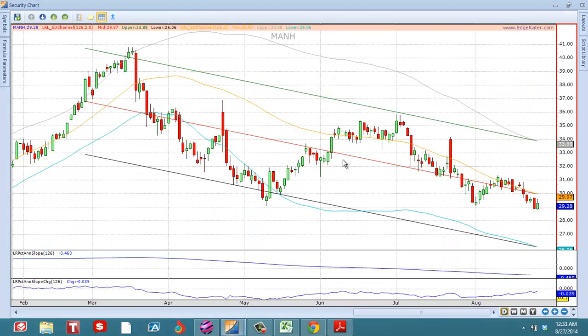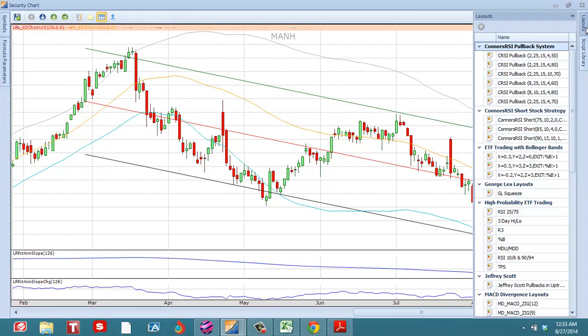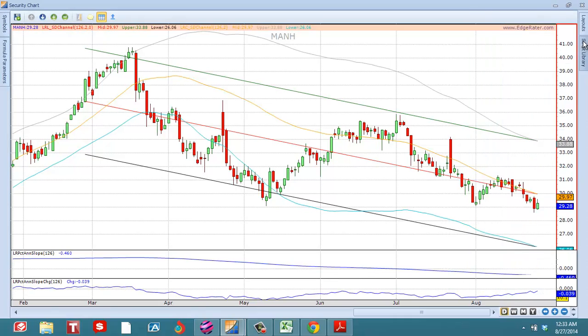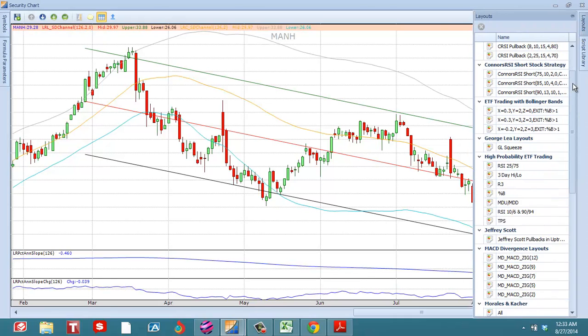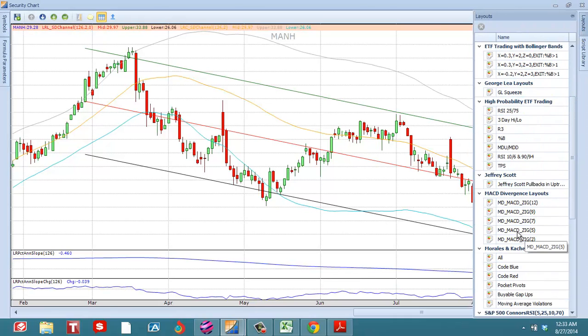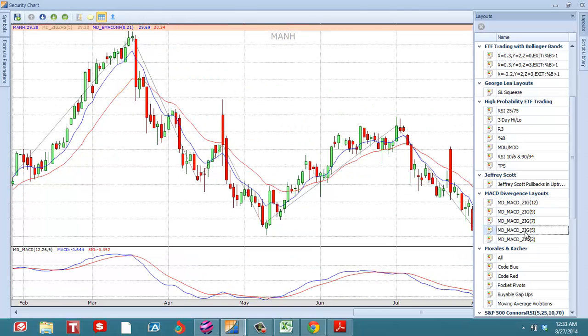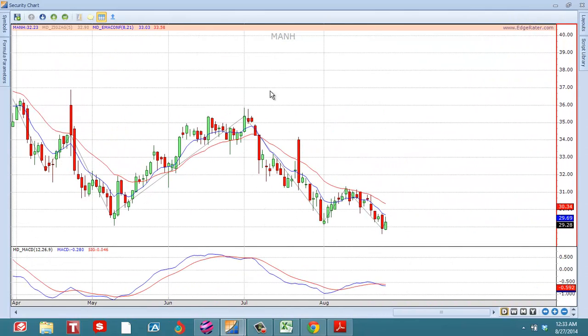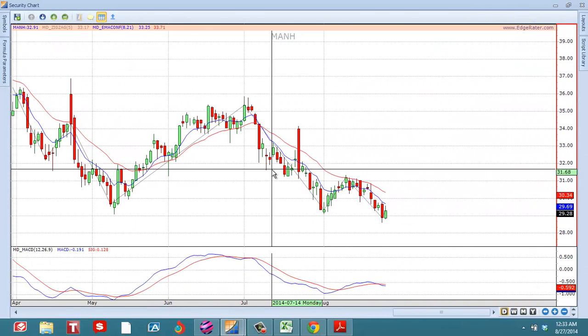Okay, so let's open up a chart. And we could go to the layouts here. We want to go to the layout and load the MACD divergence. So we're doing the zigzag line 5. Let's put the layout for the 5 here. Now you can see what we're talking about here.